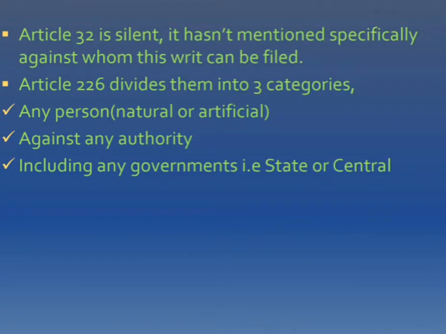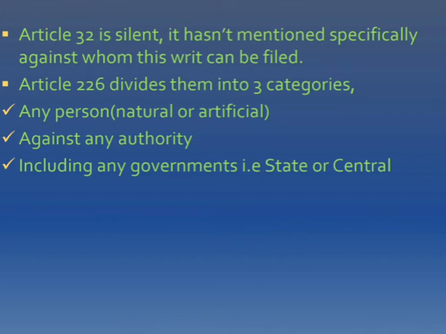Article 32 is very silent. For example, against whom can the Supreme Court issue writs? This is very implicit. On the other hand, High Courts can issue writs against three categories of persons. One, any person. It may be natural as well as artificial. Two, against any authority. It may be juristic, constitutional, or other things. Then it says, including any government. It may be central government, state government, local governments, all these things.